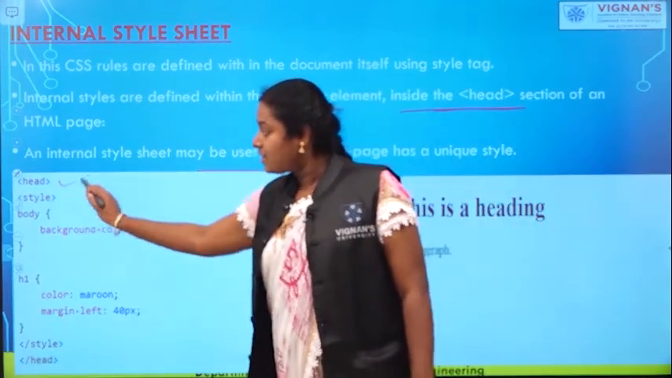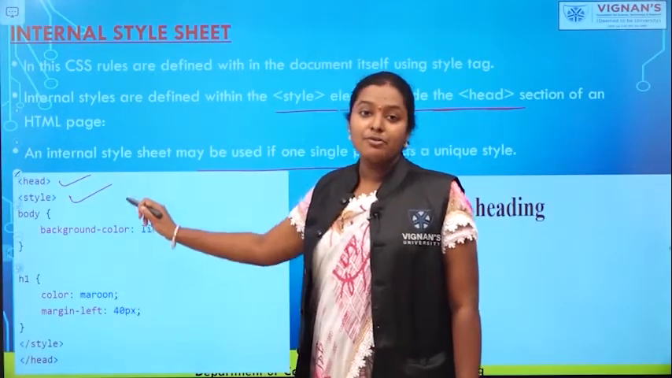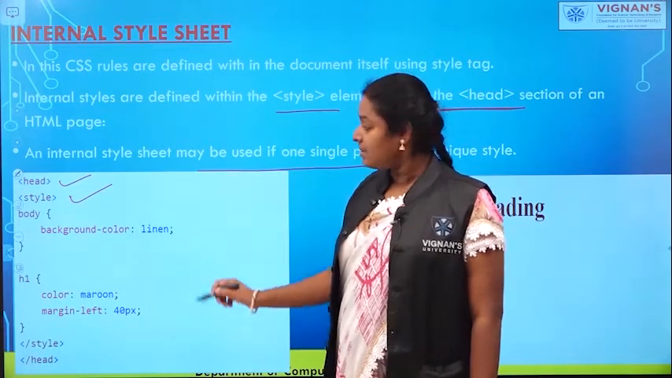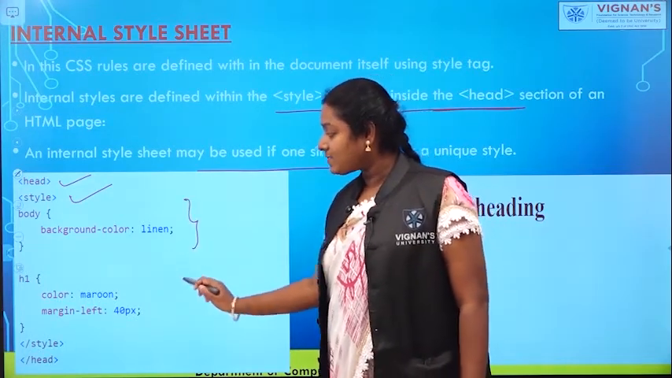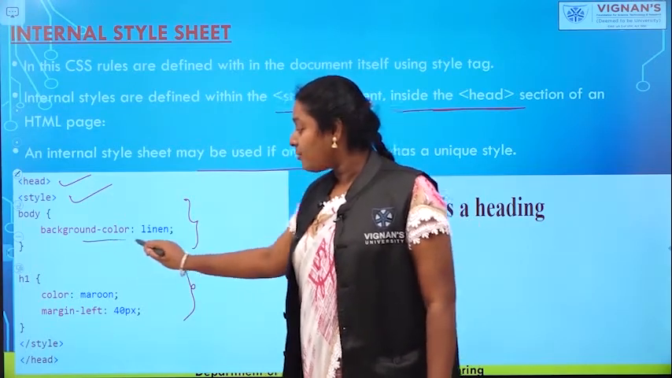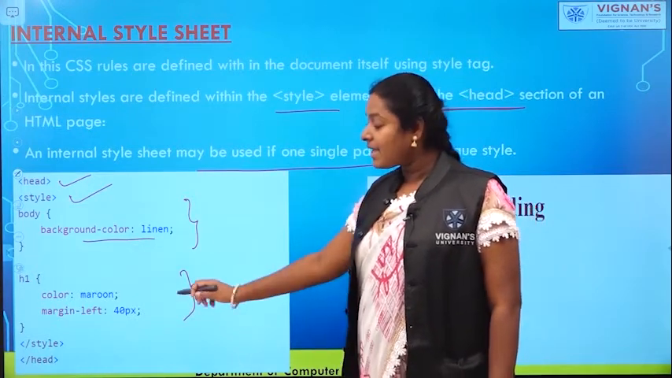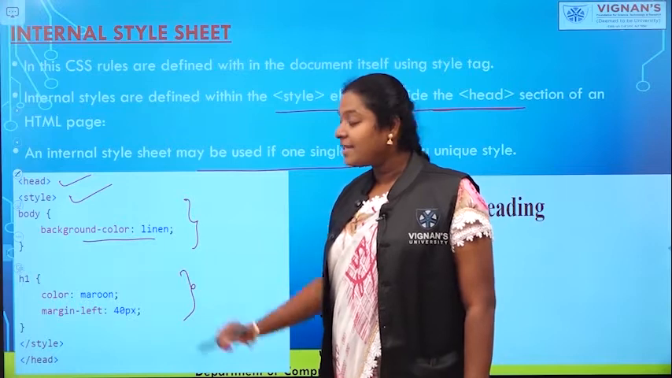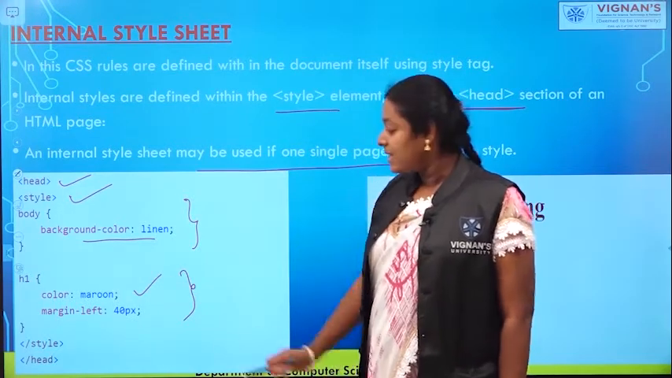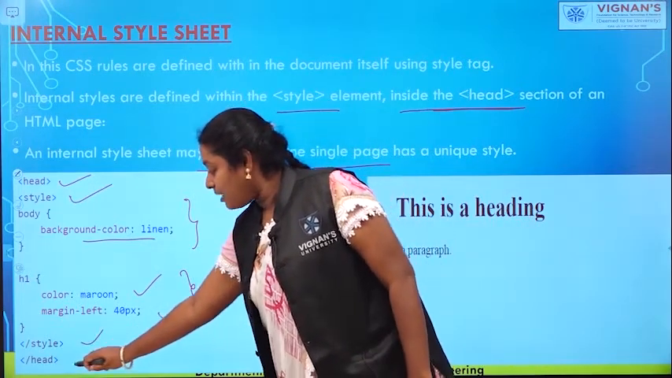Within the head section, you have to write the style tag. Within the style tag, you will write the different types of selectors. Here I am using the element selector. One is the body and the next one is the H1 tag. For the body content, I am applying the property background color linen, and for the content in the H1 tag I am applying color maroon with a margin left of 40 pixels. After that, close the style tag and close the head.